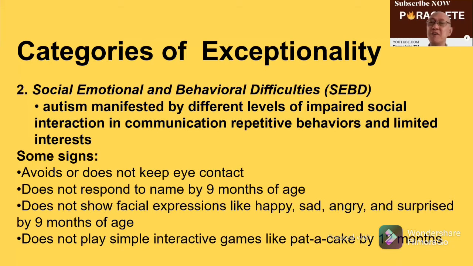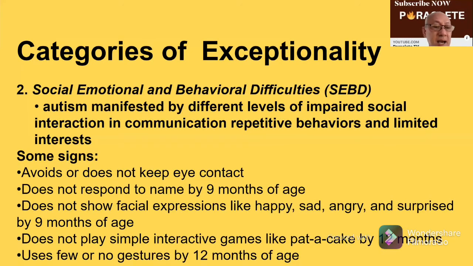They really find it hard to play, especially games that need dexterity. And of course, another sign is that most of them use few or no gestures until 1 year of age. So these are the signs of autism, as one example under social, emotional, and behavioral difficulties.